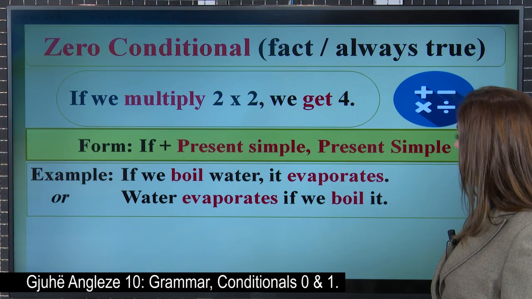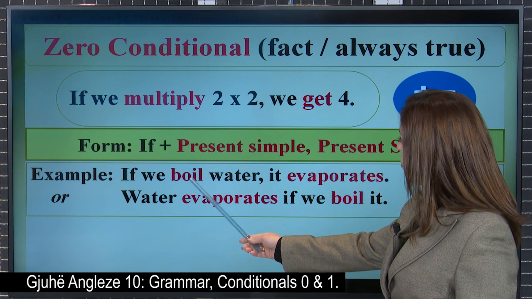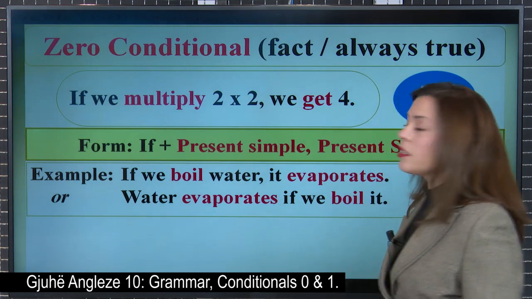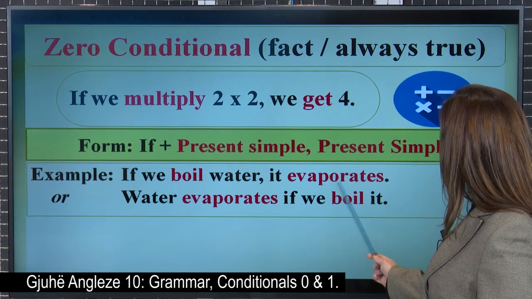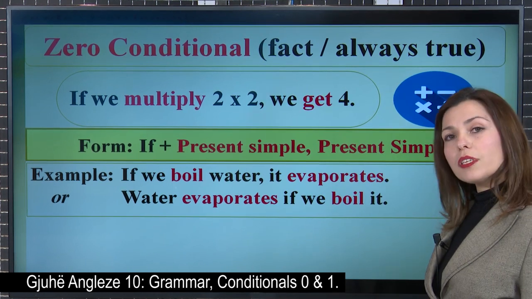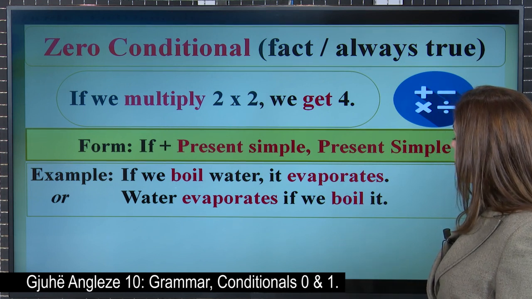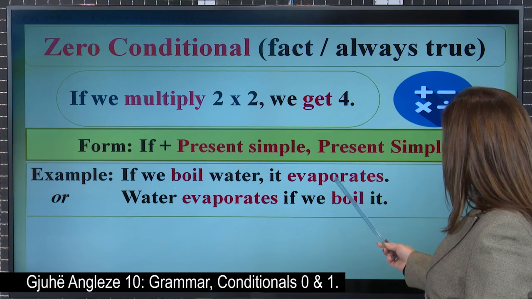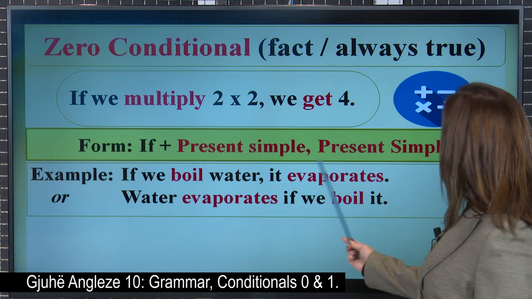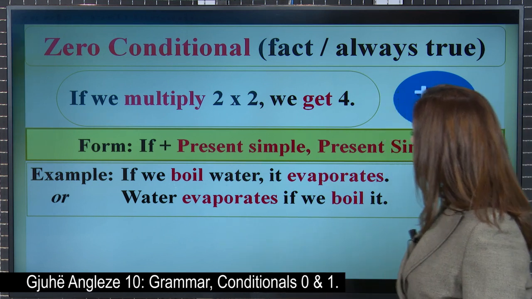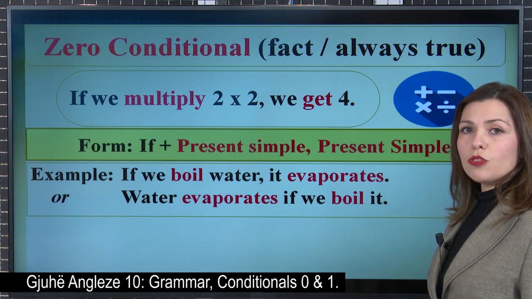We can see that in the first part, that is the if clause, again we have if plus present simple, one part of the sentence, and present simple again in the other part of the sentence. What we can see here is that the same sentence could be said differently if we start with the result clause and not with the if clause. But the meaning of the sentence does not change.